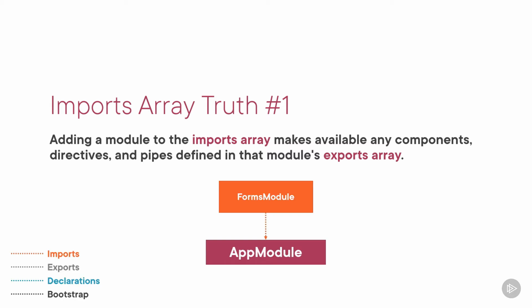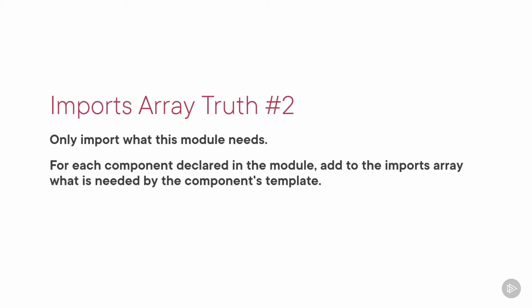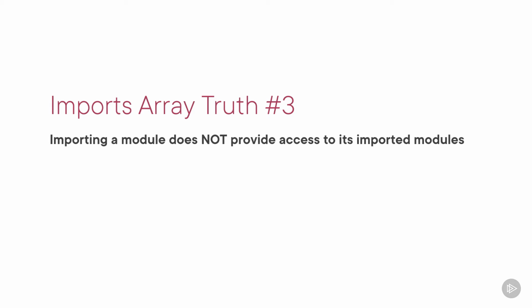Recall that we are using NgModel in our product list component for two-way binding. The NgModel directive is exported in the Forms module. By importing the Forms module into our AppModule, we can use NgModel in any component declared in our AppModule. Only import what this module needs. For each component declared in the module, add to the imports array what is needed by the component's template. Importing a module does not provide access to its imported modules.